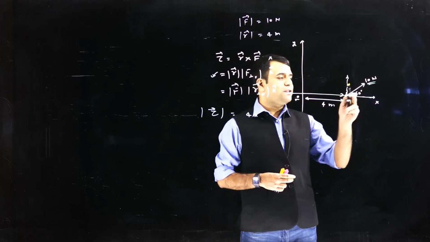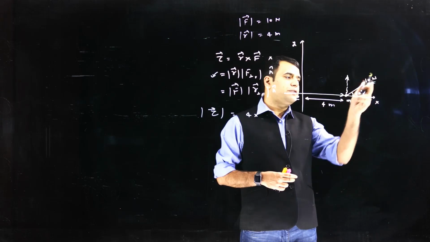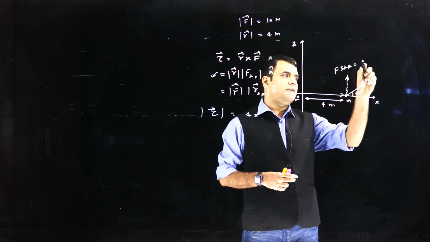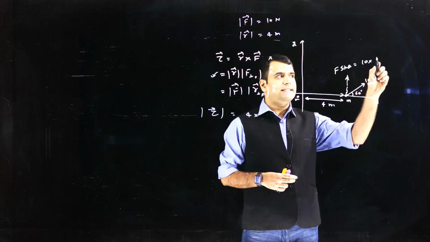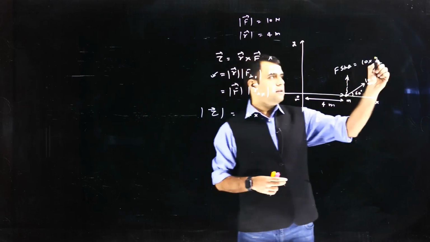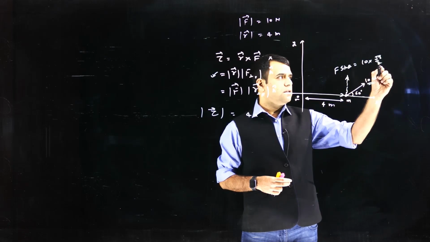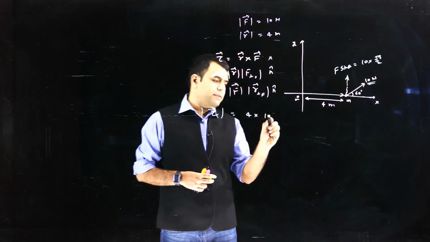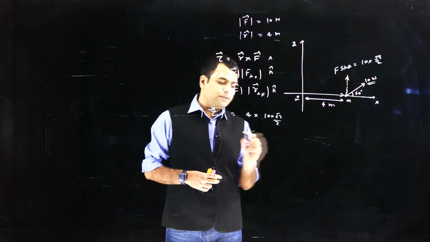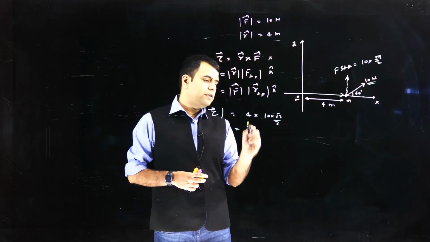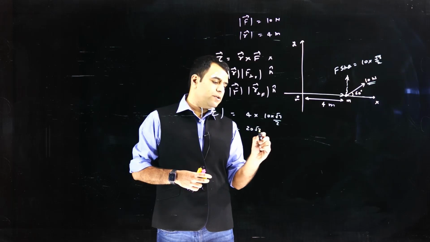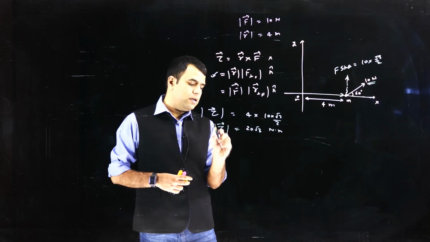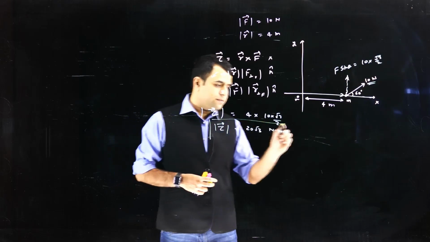You see, this is the force, angle is 60. So obviously the component of force along this direction will be equal to F sine 60, and that will give you 10 multiplied with sine 60, which is root 3 by 2. So we'll put it here. So 10 multiplied with root 3 by 2, and that will give you 20 root 3 Newton meter. So that becomes your mod of torque.